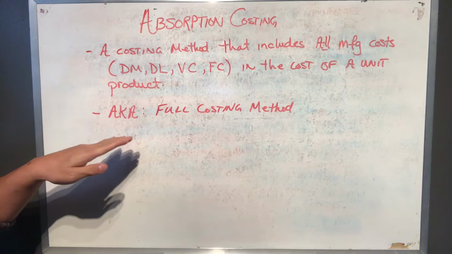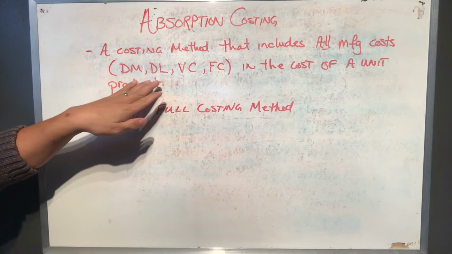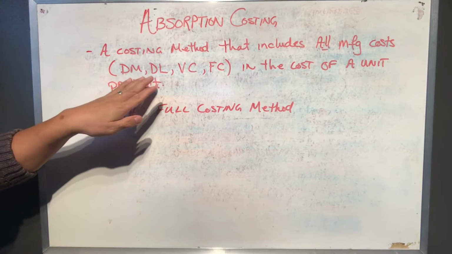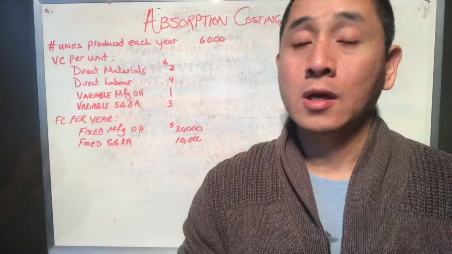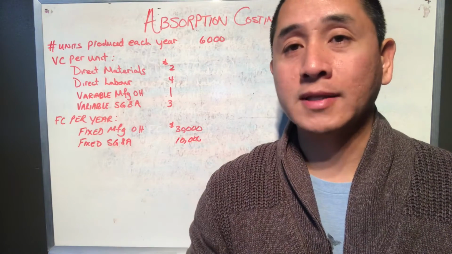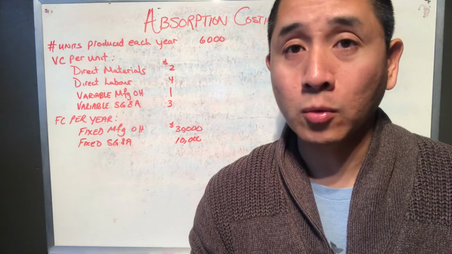So, in other words, absorption costing treats all cost of production as product cost, regardless of whether they're fixed or variable. So here I will run through a numerical example just to express how absorption costing really works.